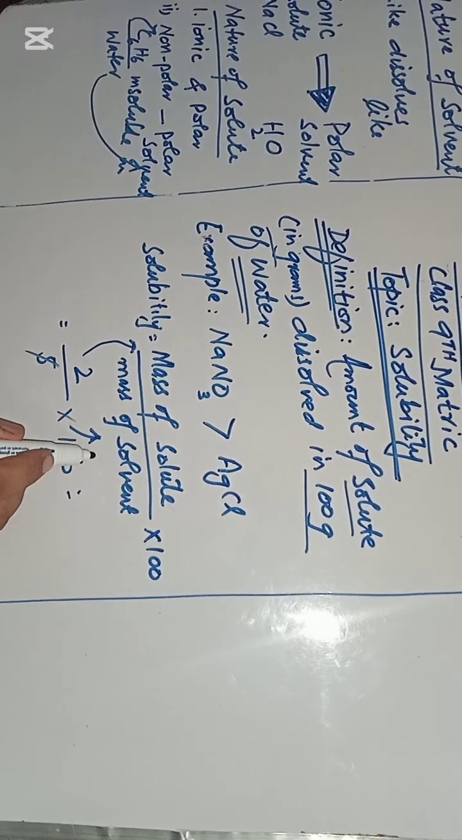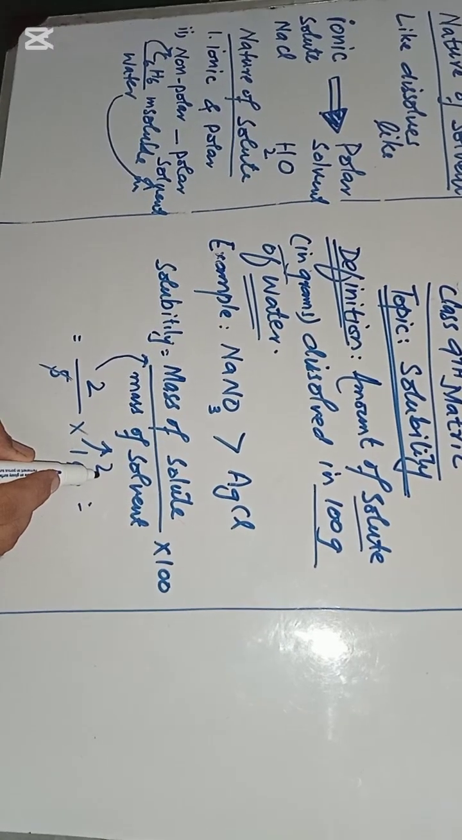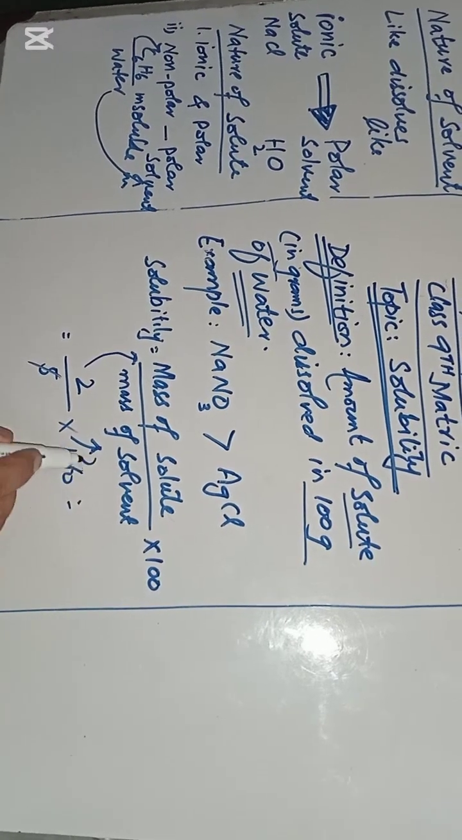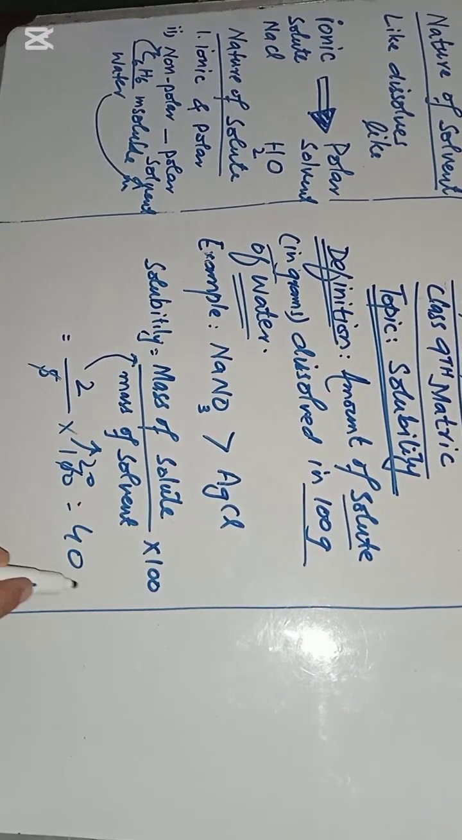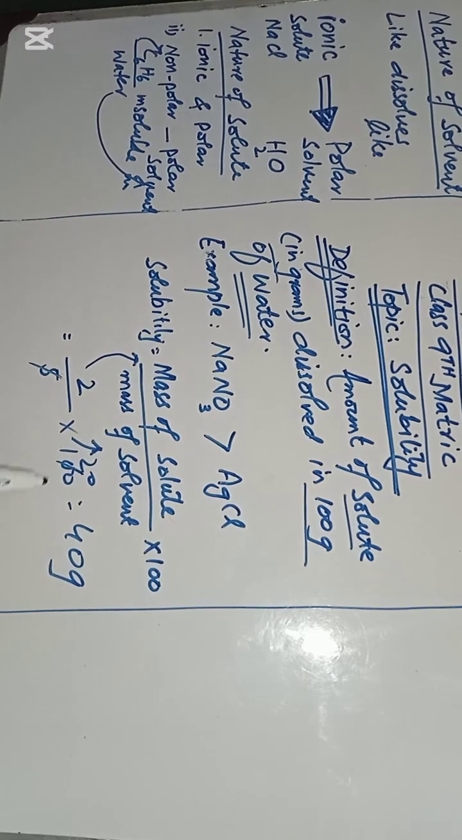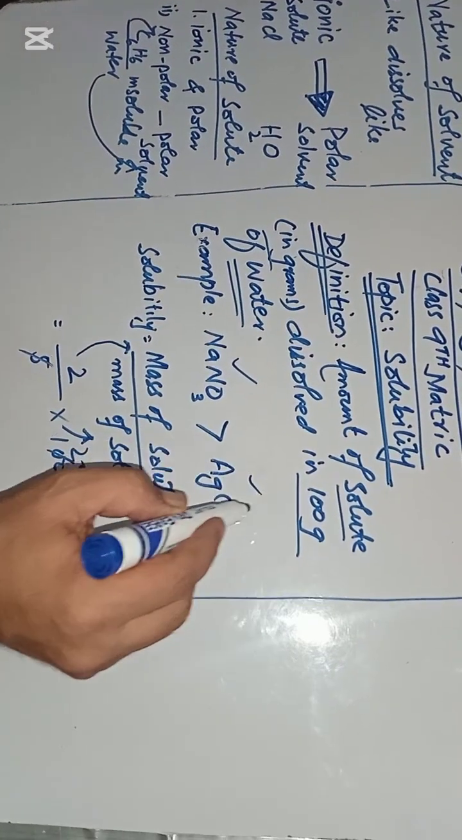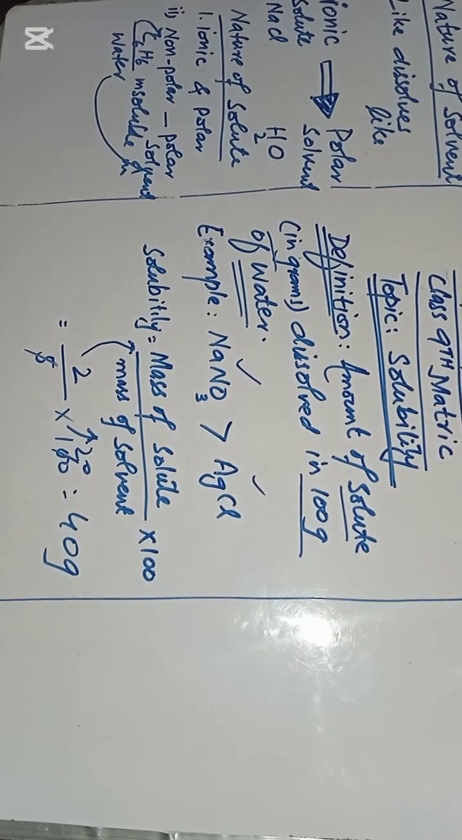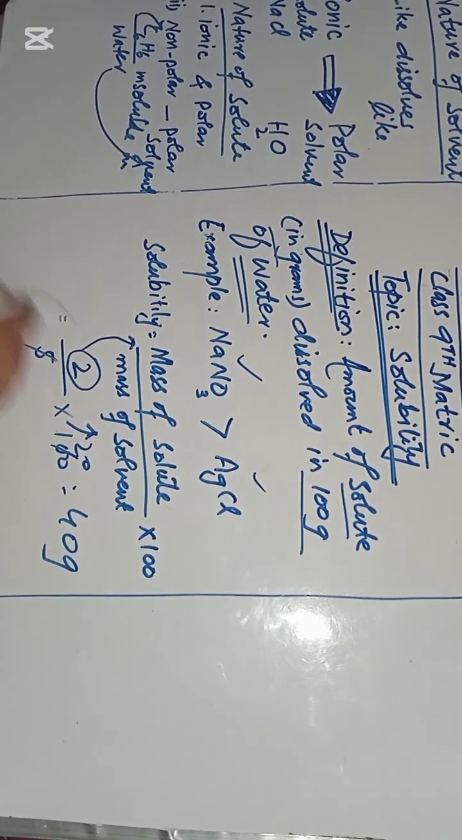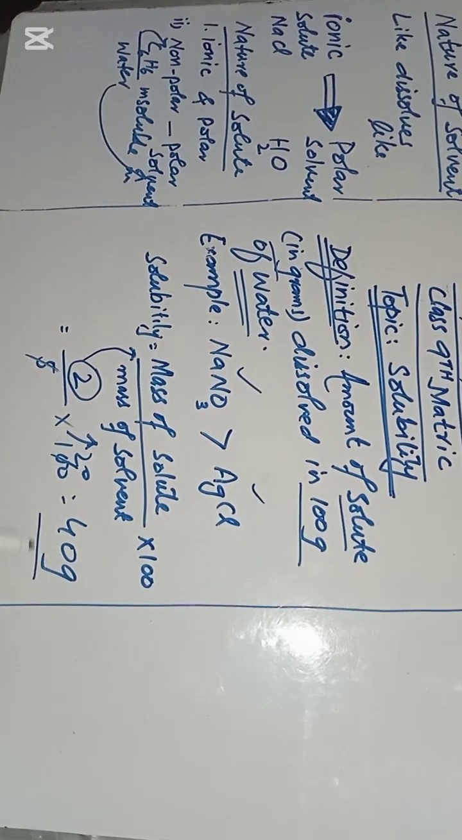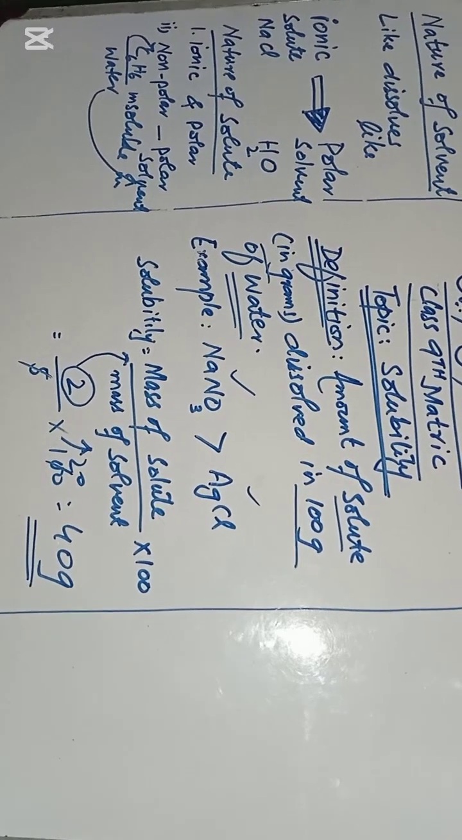So 40 grams of the particular solute, whether sodium chloride, sodium nitrate, silver chloride, or whatever the case may be, we have taken. So its solubility is 40 grams.